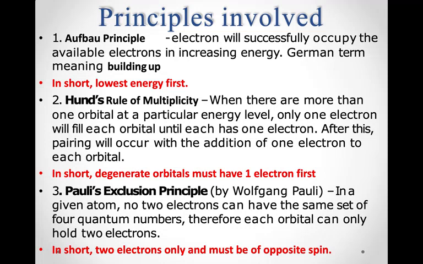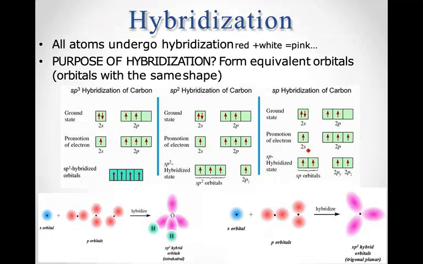In a given atom, no two electrons can have the same set of four quantum numbers. Therefore, each orbital can only hold two electrons and not more than that. So this is the hybridization which you commonly know. All atoms undergo hybridization. For example, red plus white forms the color pink.